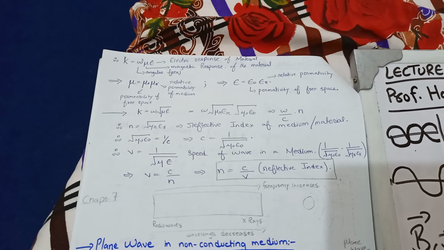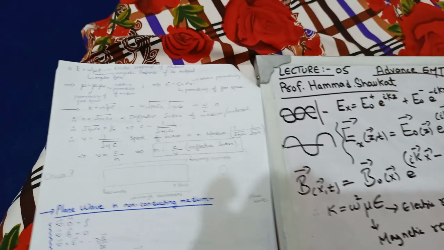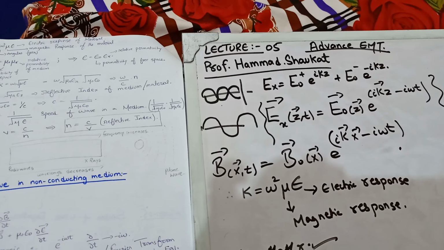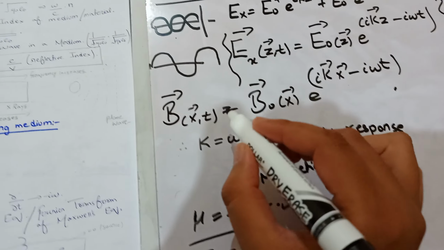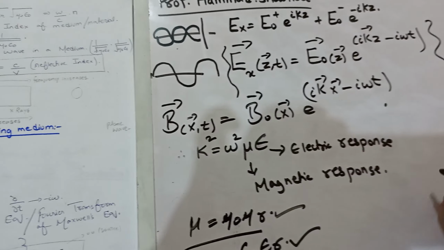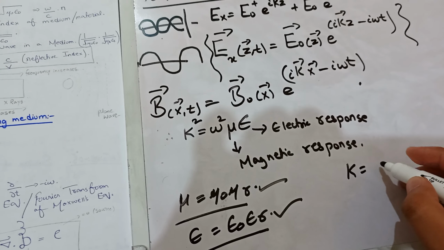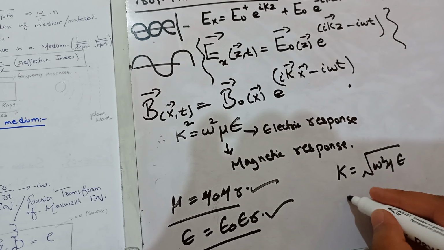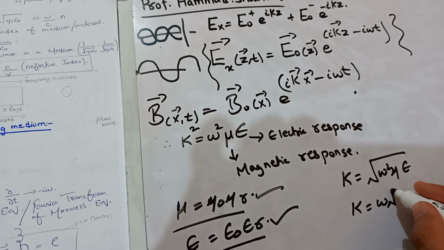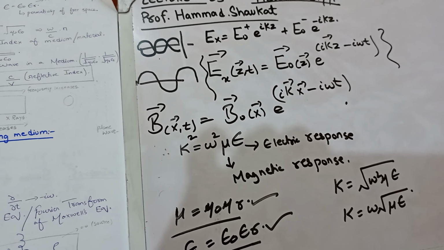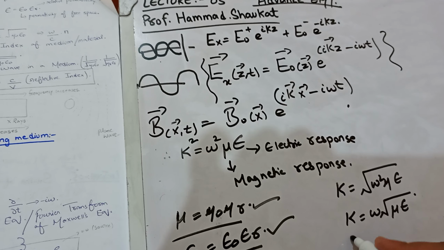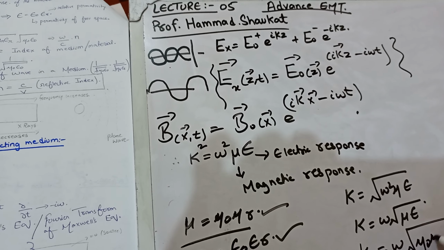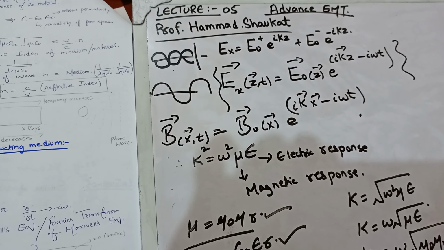Okay, so if you simplify this equation, it becomes like that. This is k squared. Now if I take the square root of the whole omega squared mu epsilon, your k becomes equal to omega times the square root of mu epsilon. And you already know what this equals: k equals omega times the square root of mu naught mu r epsilon naught epsilon r.